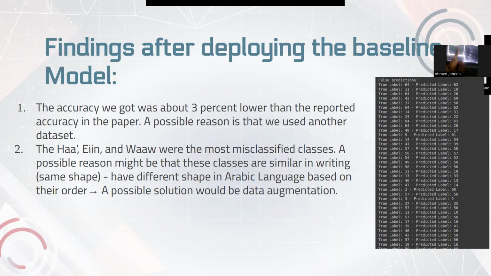And then findings after deploying our baseline model: the accuracy was about 3% lower than the reported accuracy, and a possible reason is that we used another dataset with different labels. And secondly, there were predicted labels different from the true labels, and the most frequently misclassified letters were the ha, ain, and waw. A possible reason might be that these classes are similar in writing in the Arabic language and have different shapes. And a possible solution will be data augmentation.